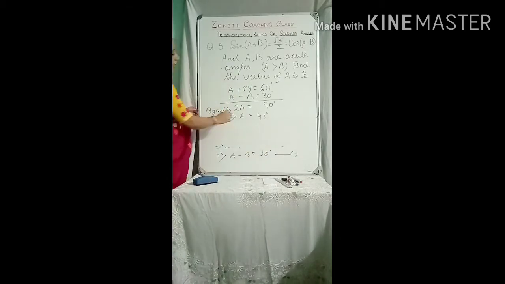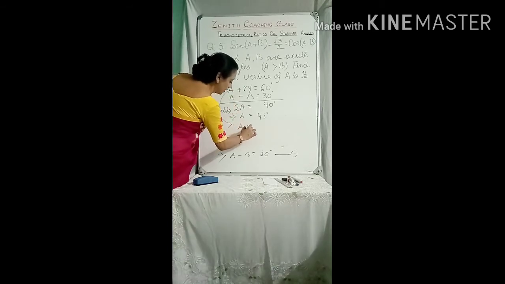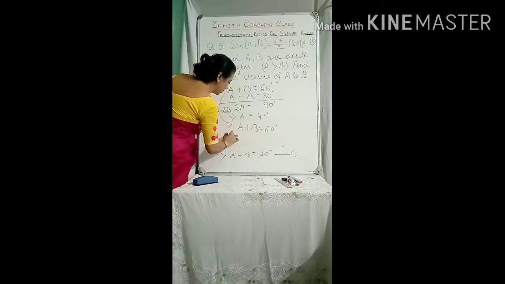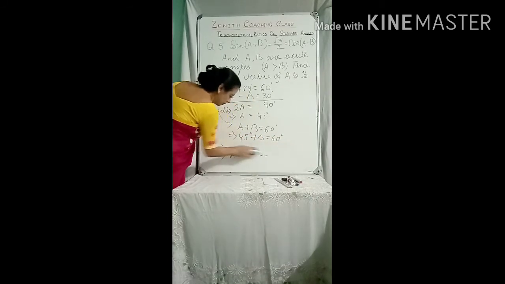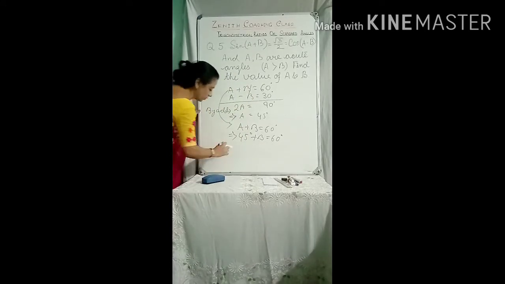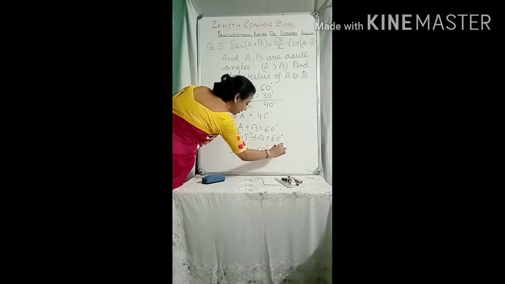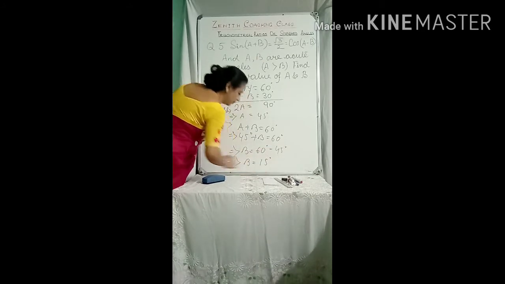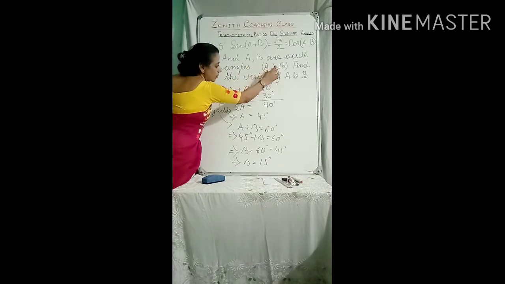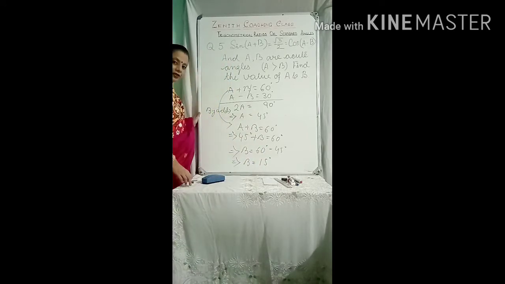Now, A is 45 degrees. From this equation, I can write A plus B equals 60 degrees, and the value of A is 45 degrees, so 45 degrees plus B equals 60 degrees. So B equals 60 degrees minus 45 degrees, which implies that B equals 15 degrees. Okay, so here A is greater than B, and 45 is greater than 15 degrees. Okay, you have understood the sum.